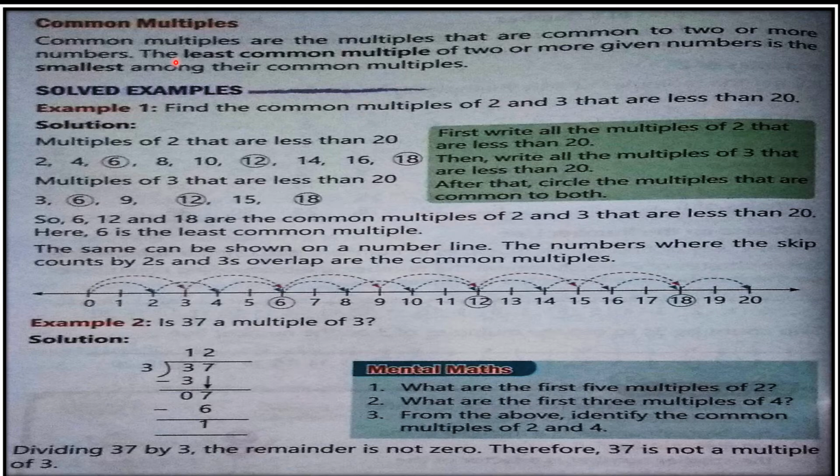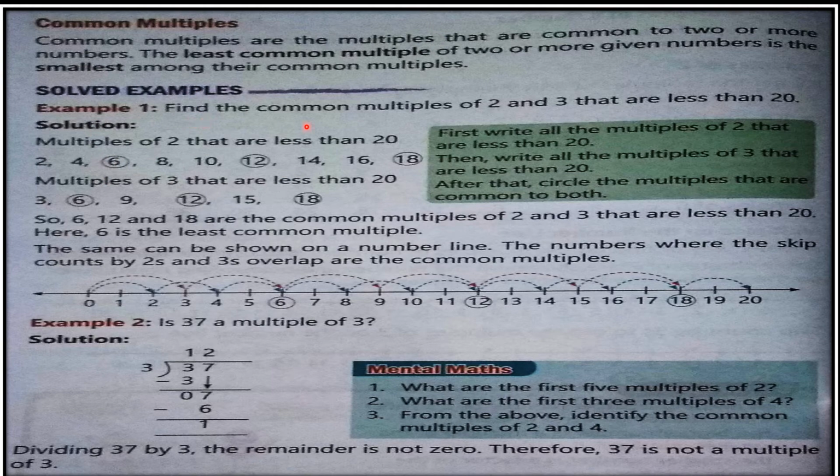I hope you remember that when we were reading the chapter on fractions, in that chapter we found the least common multiple, that is LCM. So here also we need to find the LCM. In the same way, least common means the smallest one among the given multiples. Got it? Now, very easy.